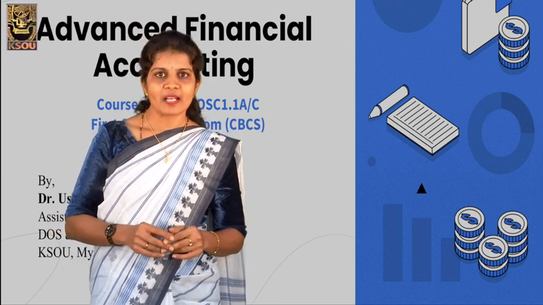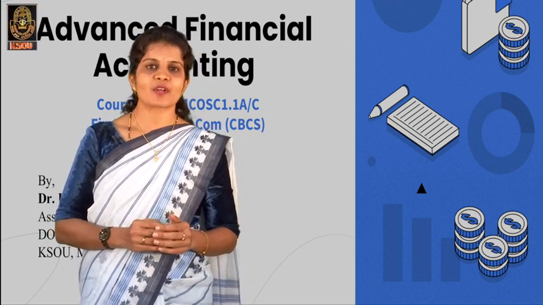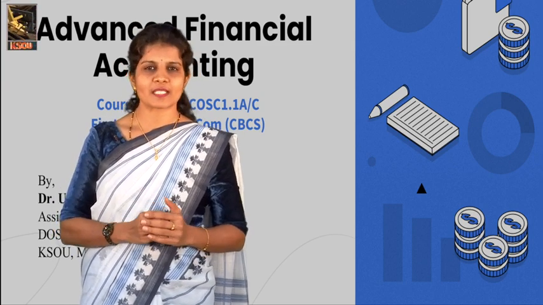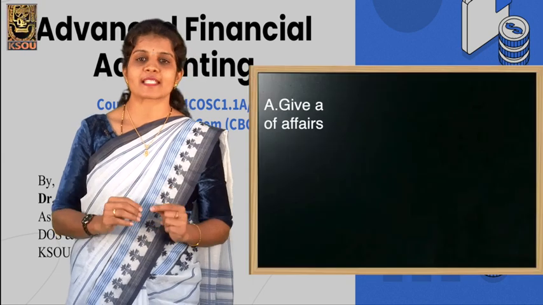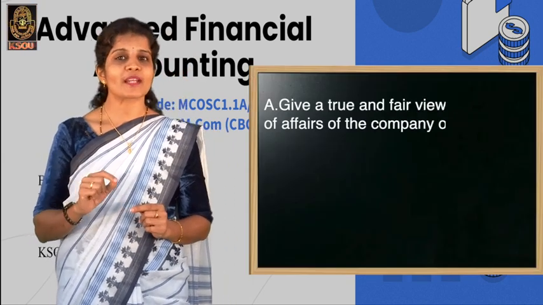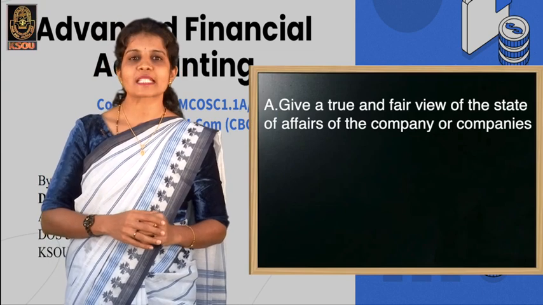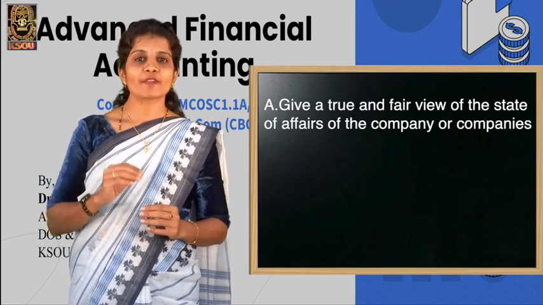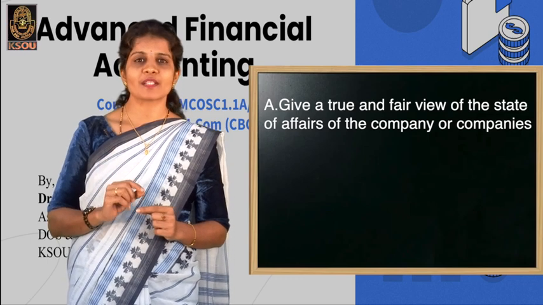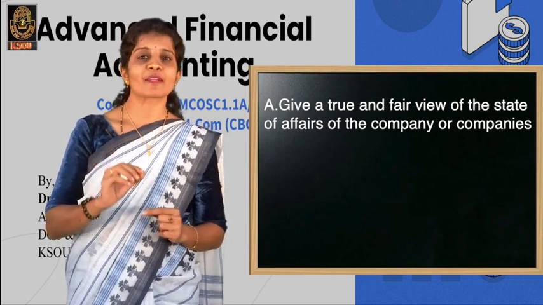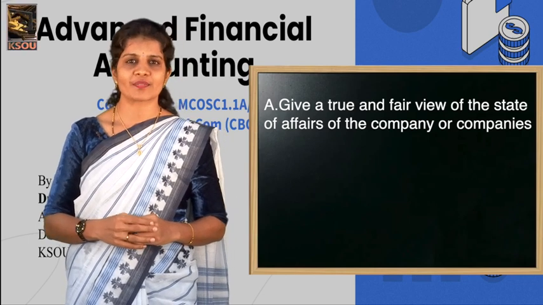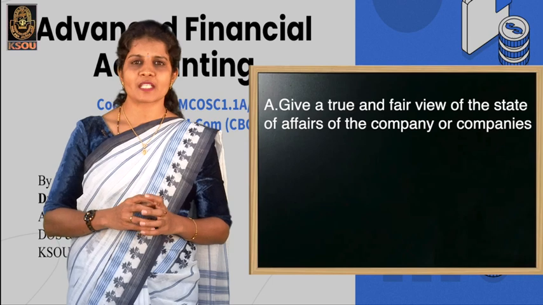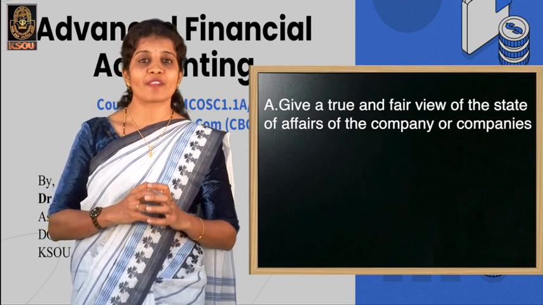And the financial statement of any company must have the following objectives, which should always give a true and fair view of the state of affairs of the company. I repeat, every company must give a true and fair view of the state of affairs of the company. It means every company's financial statement must give a true and fair view.